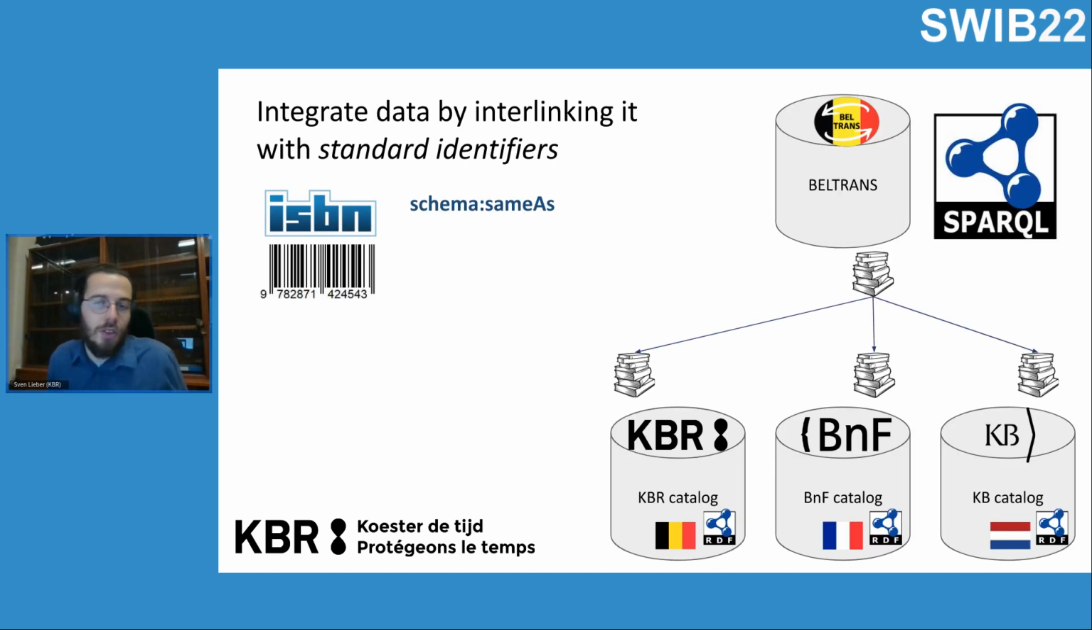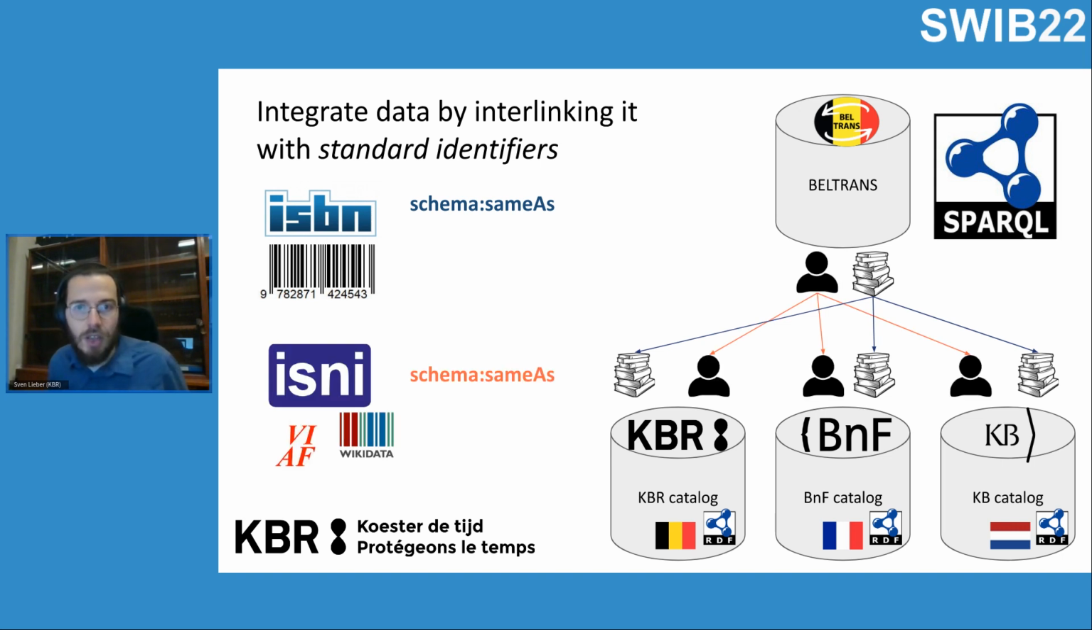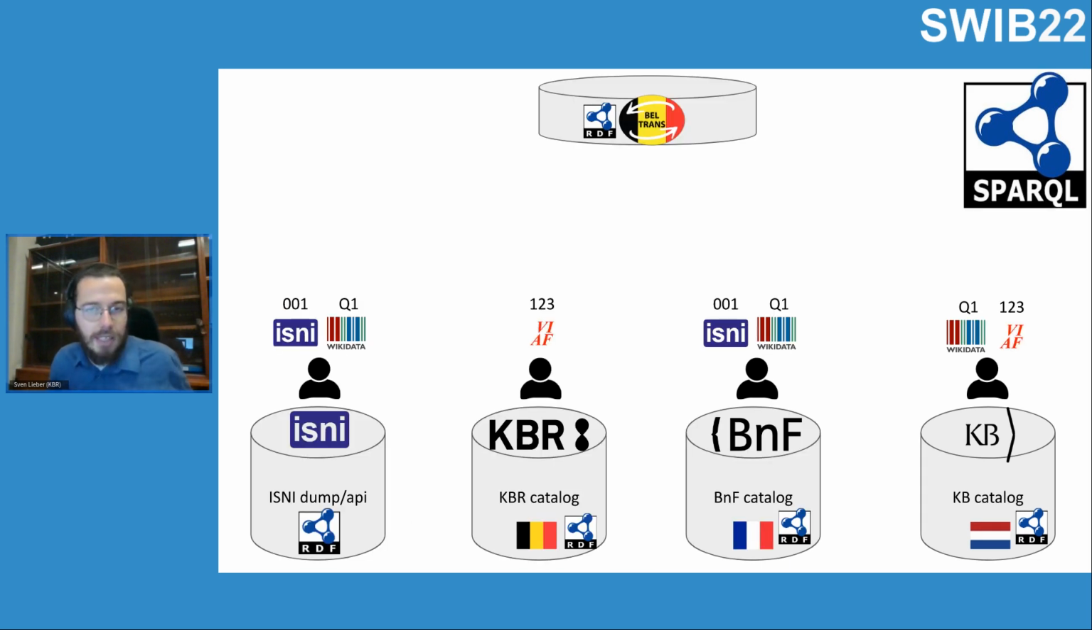And what we basically did there, because the SPARQL queries became quite complex considering many data sources, is build our own database using sameAs links, for instance, based on ISBN numbers for books, and based on several person or organization identifiers like ISNI for persons and organizations. And how this basically works, I will give you one example.